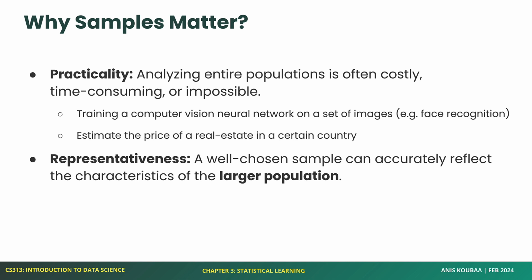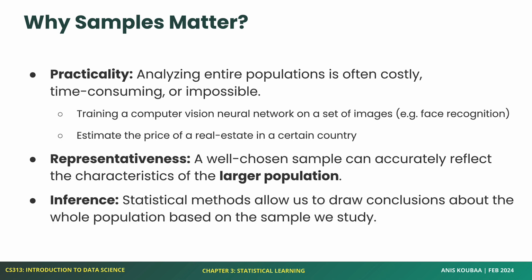Another reason why samples matter is representativeness. When you choose a sample carefully and accurately, it can reflect your larger population, either in terms of the mean or in terms of the variation. So we don't need to go to the whole scale in order to get good statistical significance or convergence of our machine learning or data science models. Does this make sense for everyone?